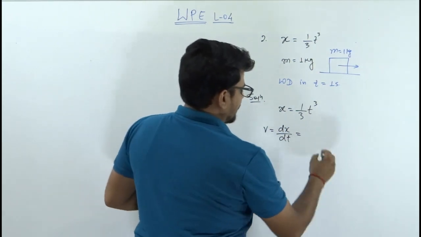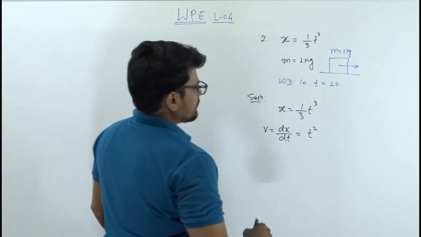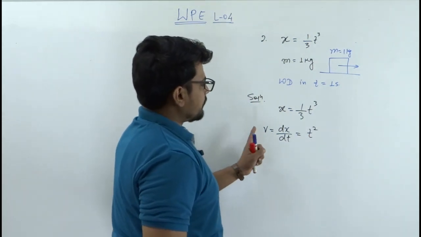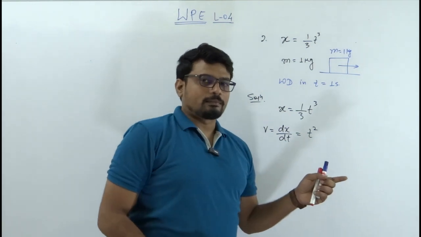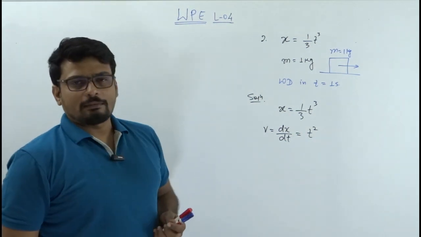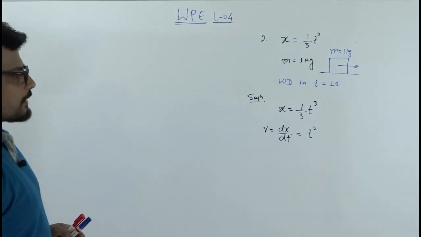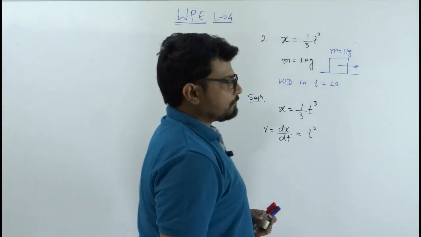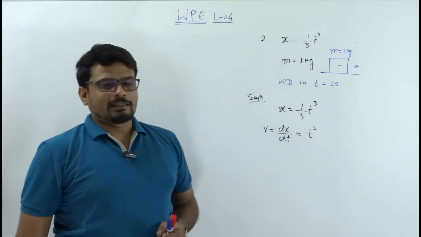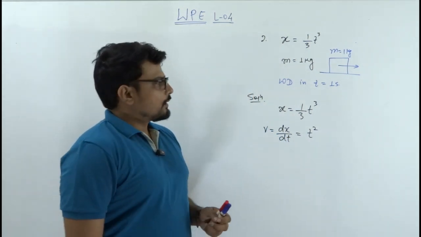3t square upon 3, it's going to be t square. So we have the function of velocity as a function of time t. In the kinematics I've taught you that only what we have is 6 relations: x(t), v(t), a(t), x(a), v(a), and x(v), and we can manipulate, we can form 30 such relations with those 6 relations.